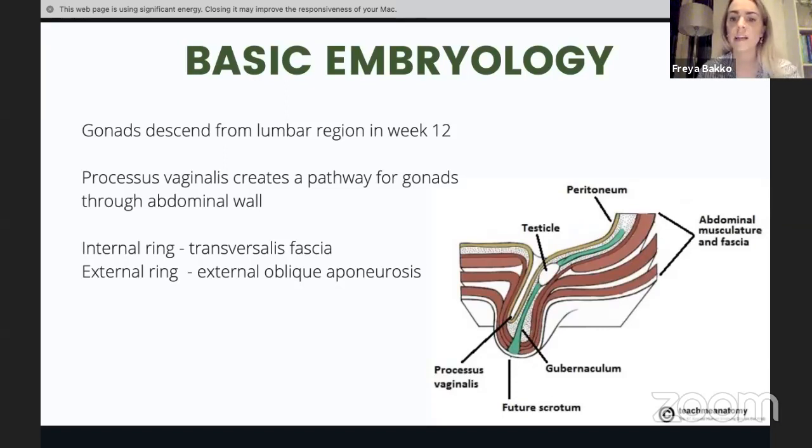When the processus vaginalis protrudes through the abdominal wall, it creates a weakness. Usually, this weakness disappears throughout development, but sometimes it can persist, and that is the source of quite a lot of issues that we'll see in a minute. So the protrusion creates two rings. When it protrudes through the innermost layer, the transversalis fascia, it creates the internal ring. And when it protrudes through the outermost layer, which is the external oblique aponeurosis, it creates the external ring. So we have two openings of the abdominal wall.